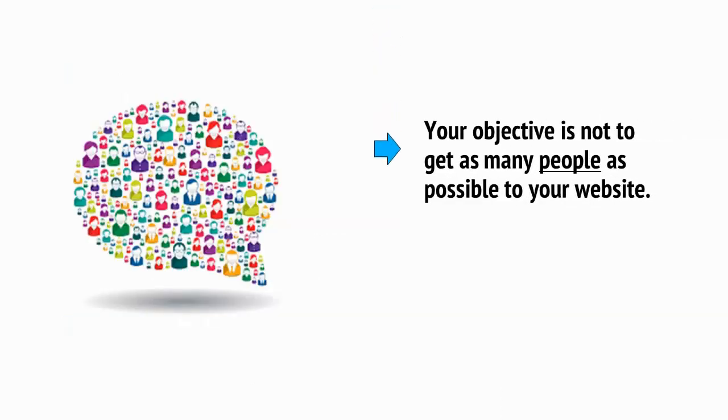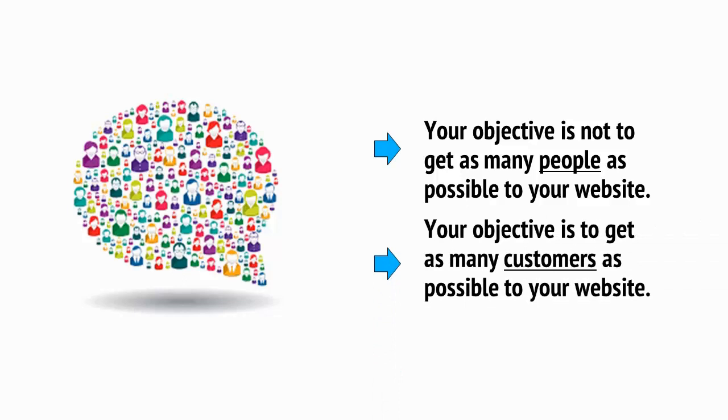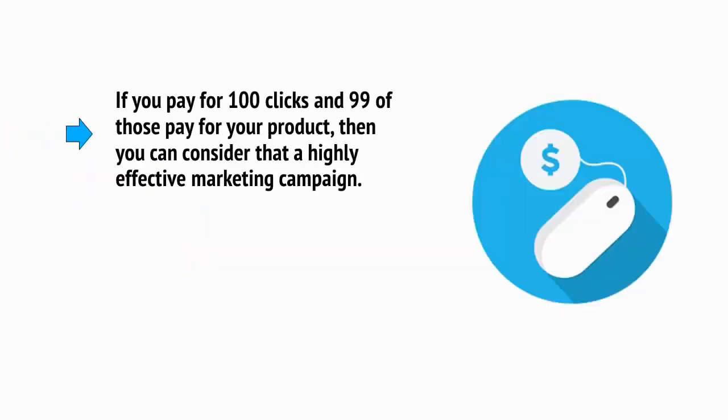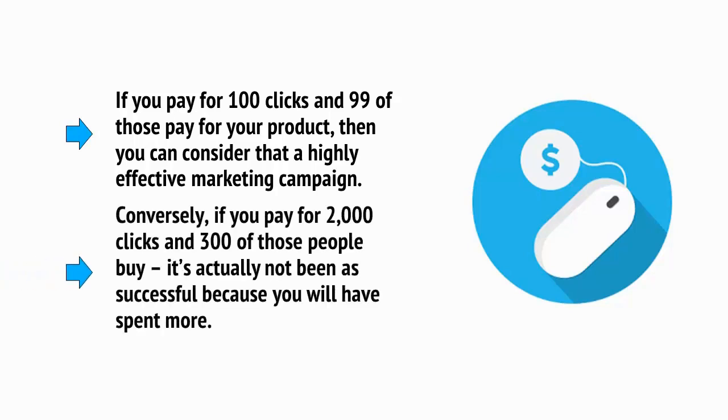The objective is not to get as many people as possible to your website. Your objective is to get as many customers as possible to your website. In other words, you need to get traffic that's going to convert, and you actually want to dissuade all other people from clicking on your ads wherever possible. If you pay for 100 clicks and 99 of those pay for your product, then you can consider that a highly effective marketing campaign. Conversely, if you pay for 2,000 clicks and only 300 of those people buy, it's actually not been as successful because you will have spent more.